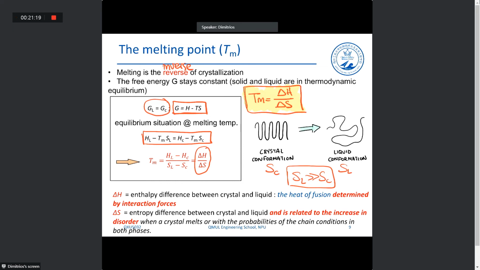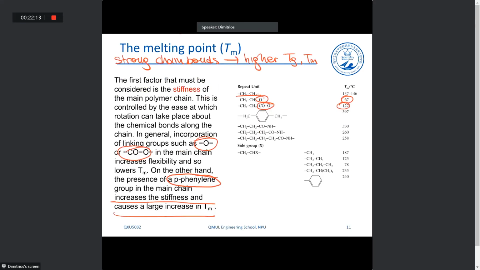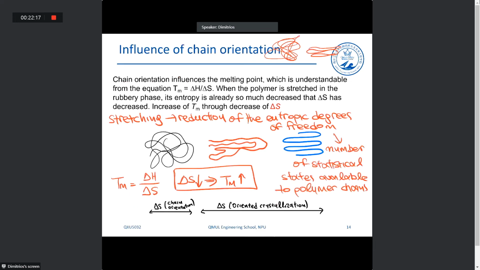We said that the melting point has very similar characteristics to the glass transition, so the glass transition and melting point are mostly affected by the same parameters, and the same parameters increase or decrease the temperatures of melting or glass transition. And we said that melting is given by this equation, okay? A simple equation, the ratio of the enthalpy over the entropy, where the entropy is very important because it tells us how much disorder we have in the system. And the more disordered the system is, the lower the melting temperature is.